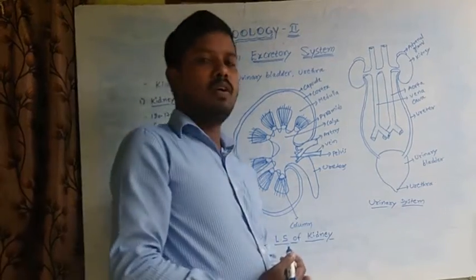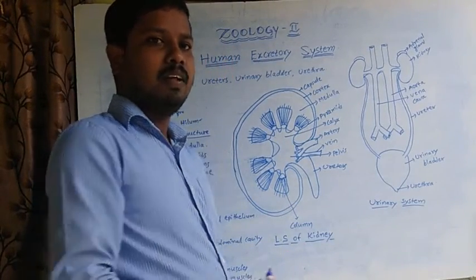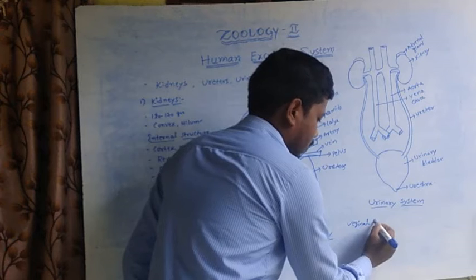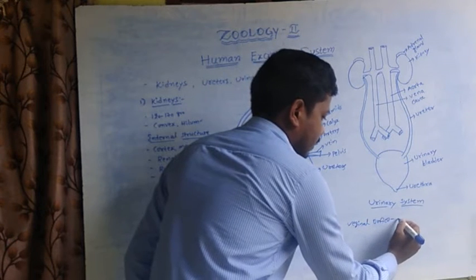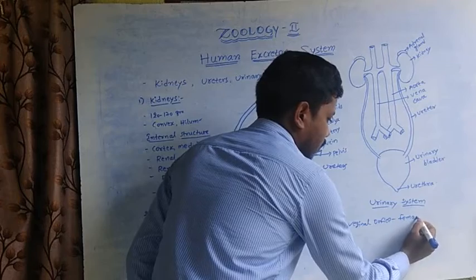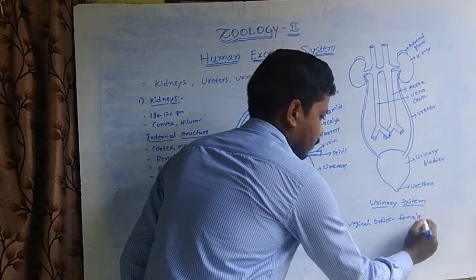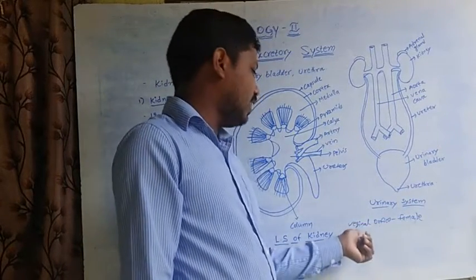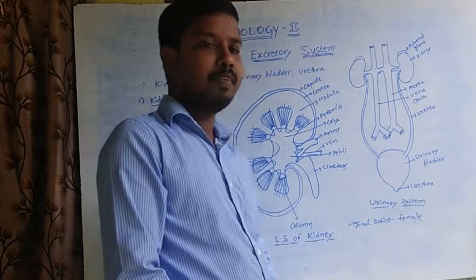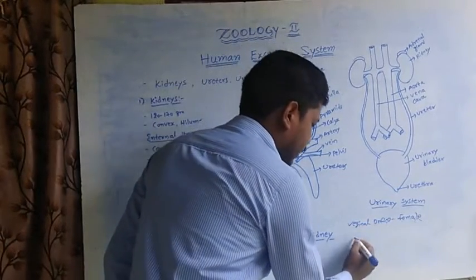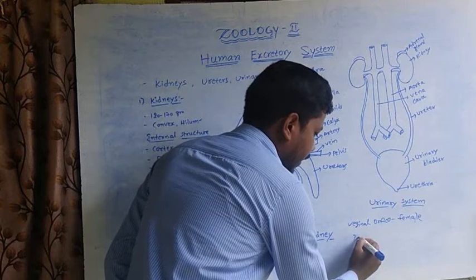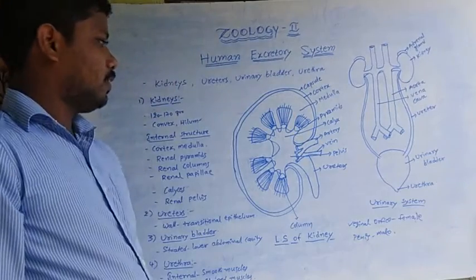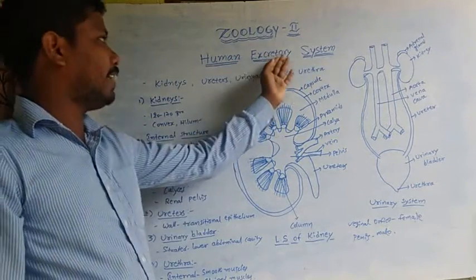The urethra opens near the vaginal orifice in females, and the urethra opens through the penis in males. So this is about the human excretory system.